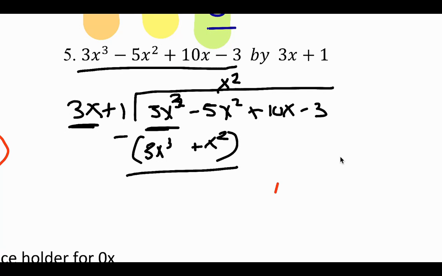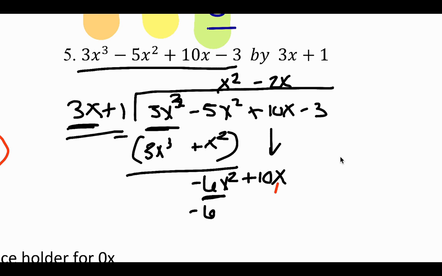Same process as before. What does the first number go into? Multiply that by the whole factor. When I do this subtraction here, I am going to get negative 5x squared minus x squared. I get negative 6x squared, and I bring down my next term. I ask myself, how many times does 3x go into negative 6x squared? And the answer would be negative 2x times. So I'm going to multiply negative 2x by the whole factor 3x plus 1.